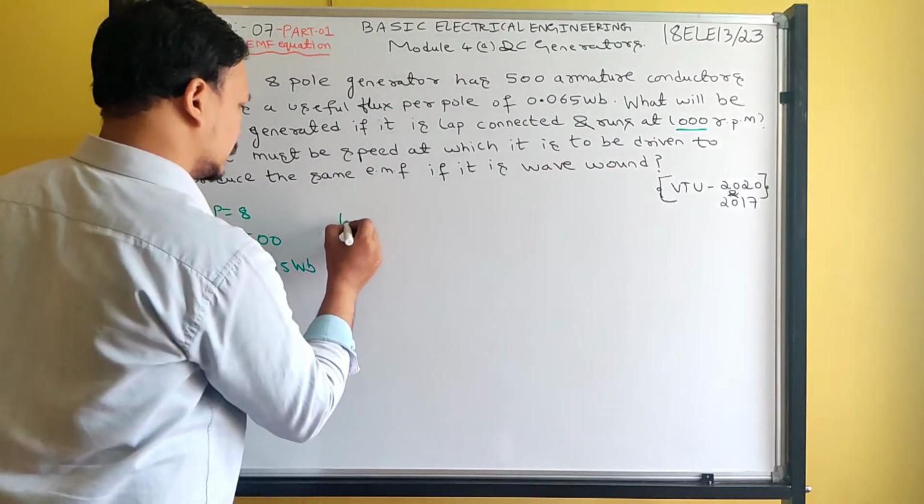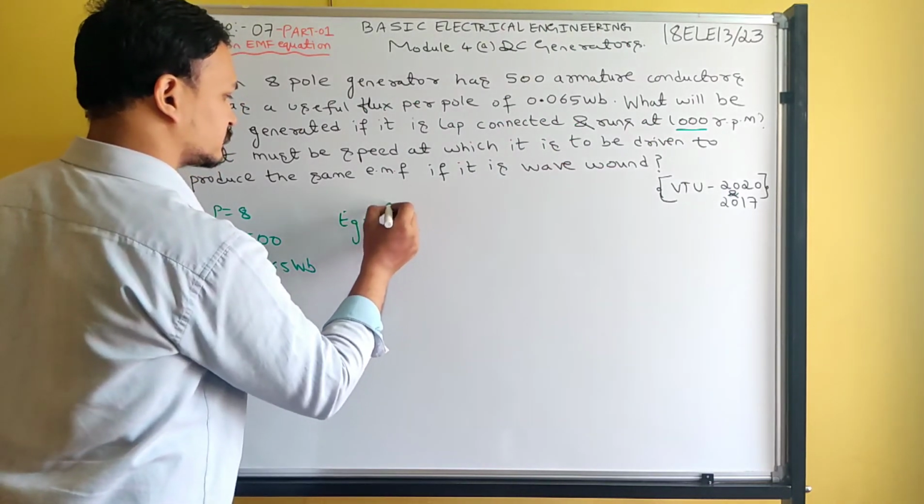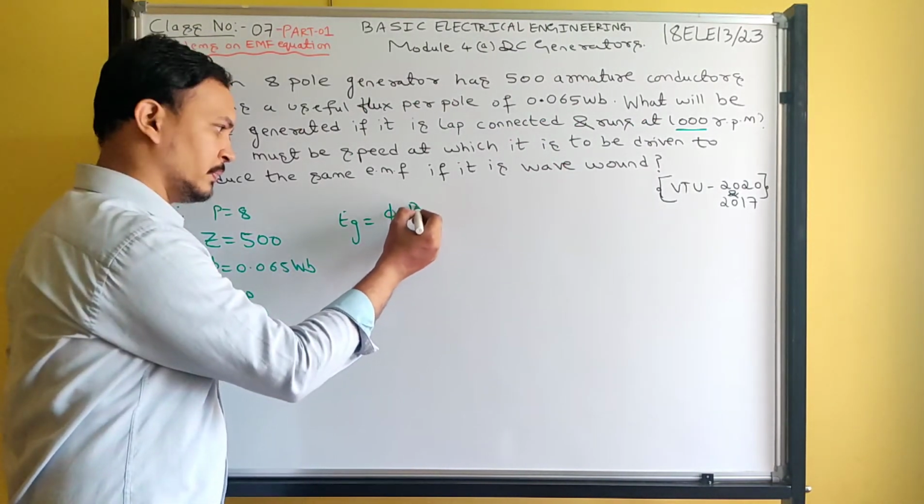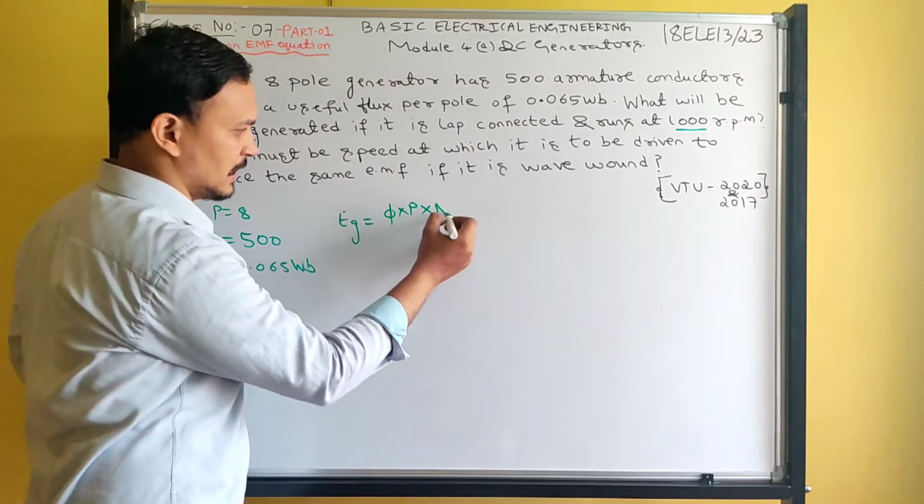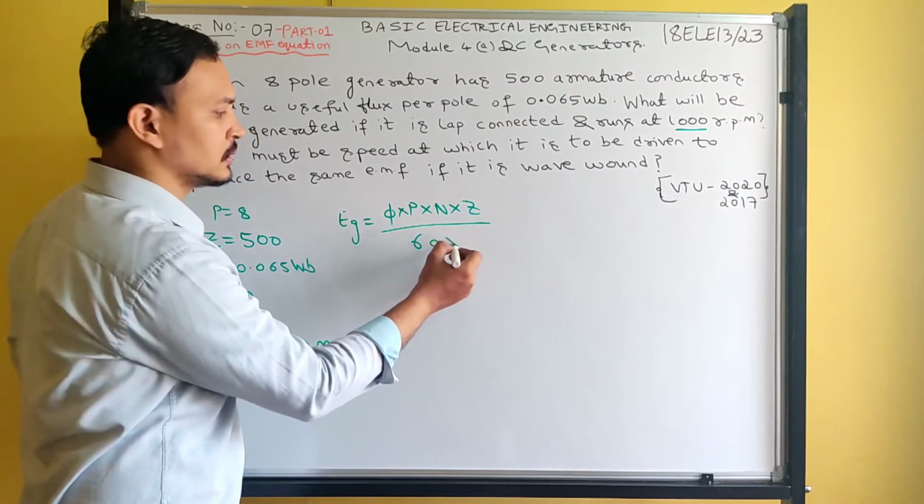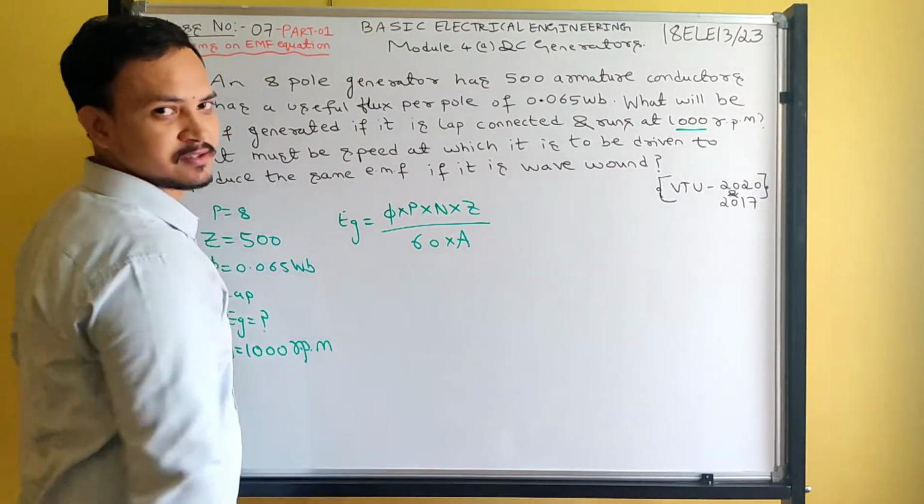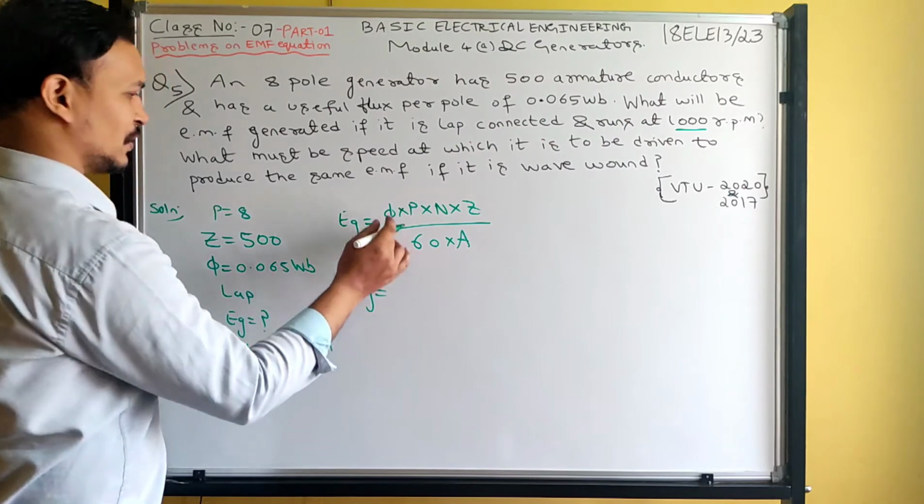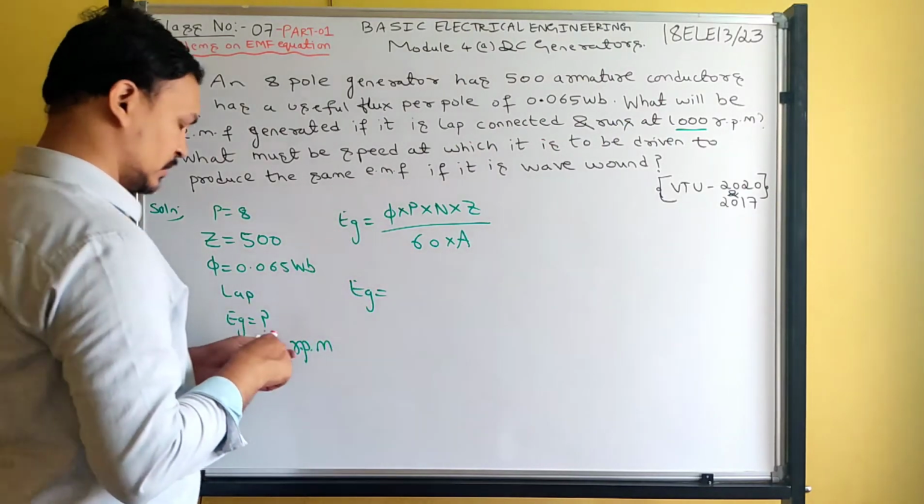Okay. So Eg is equal to, now what is the formula? φPNZ divided by 60A. Excellent. Keep it up. Very good. So now Eg is equal to, what is the value of flux?